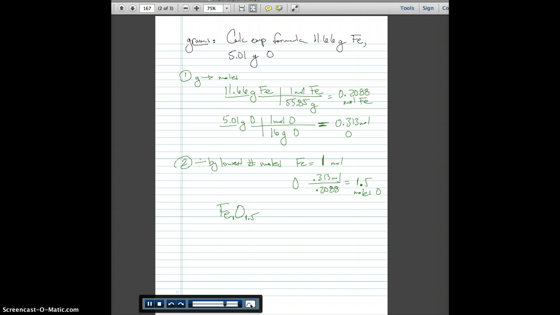We want to multiply this number by another number that we can get to a whole number. So what we're going to do is multiply this whole thing by the number 2. The number 2 works so well because it's going to take that 1.5 and turn it into a 3. But we have to multiply all the way through. So this 2 is going to distribute to the Fe, so we're going to get Fe2. The 1.5 multiplied by 2 gives us 3. And that gives us an empirical formula of Fe2O3.